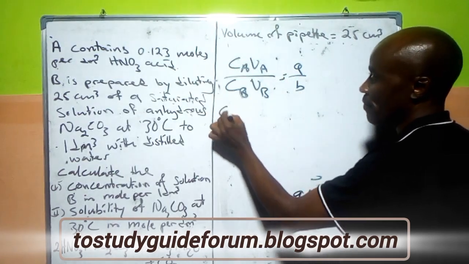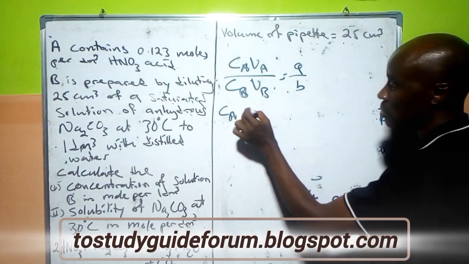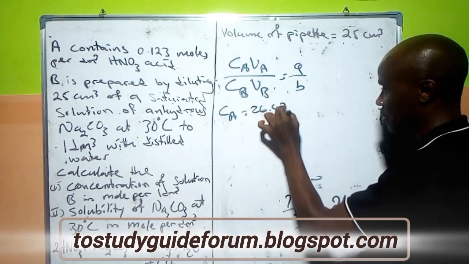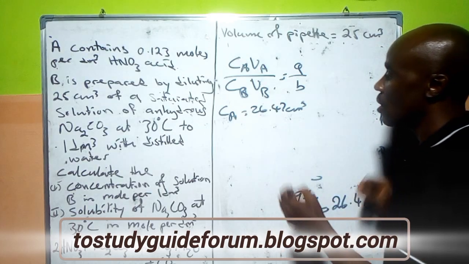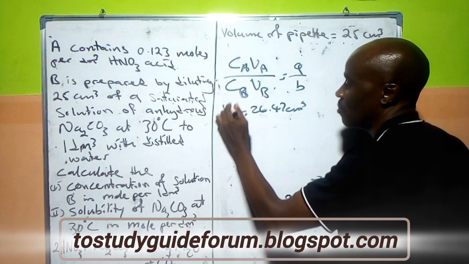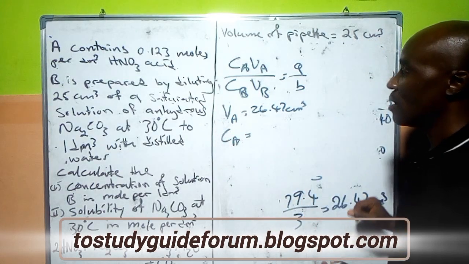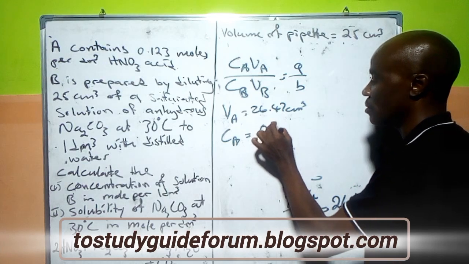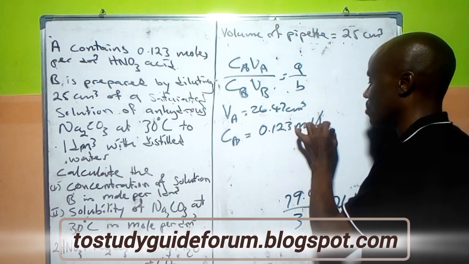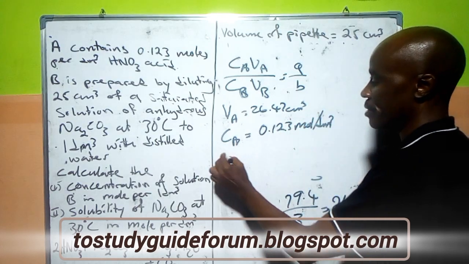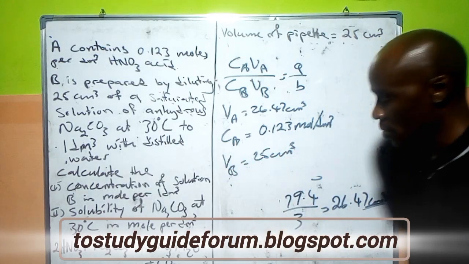So for the volume of A, volume of A is equal to 26.47 cm cube. Now the concentration of A, which is 0.123 mole per dm cube. And the volume of B is 25 cm cube. That's what we have there.